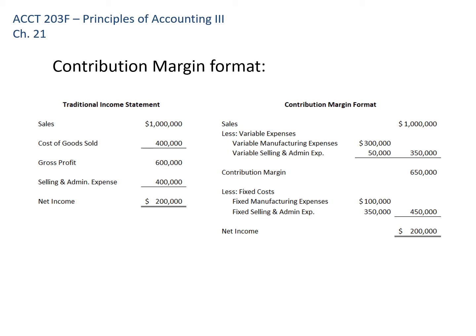Now let's look at a different format for the same information. So I still have sales of $1 million, but now instead of subtracting cost of goods sold, I'm going to subtract all the variable expenses. And I've got variable manufacturing expenses of 300,000. That would be like direct material and direct labor. And then I've got variable selling and admin. Let's just say that's commissions.